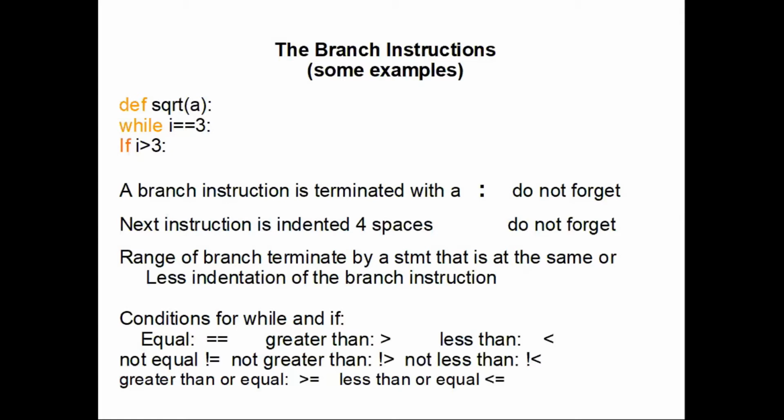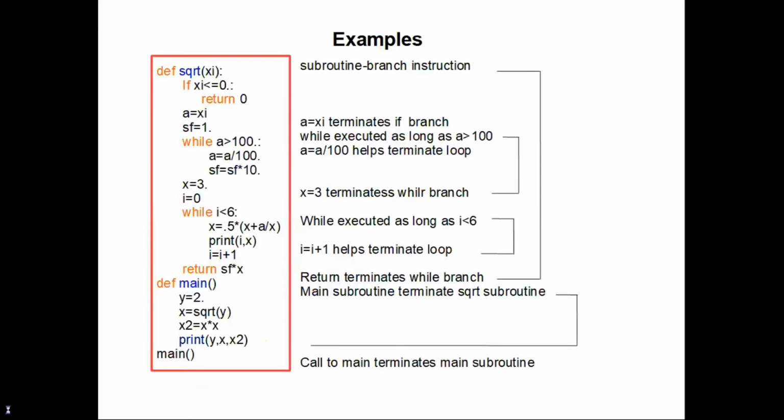For the while statement and if statements, we have different conditions that exist. An example of some of them are double equal sign when we want something to be equal. The reason for that is a single equal sign means we're assigning a value to something. Greater than, less than, not equal, not greater than, not less than, greater than or equal, or less than or equal are an example of a number of these conditional operations.